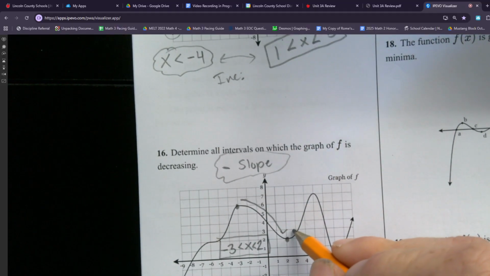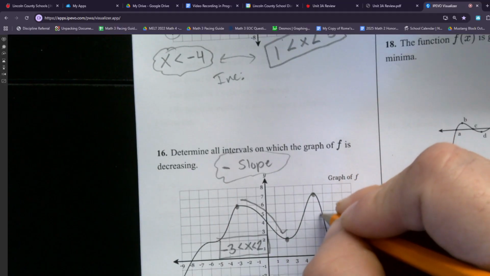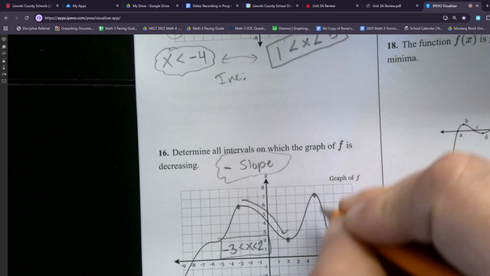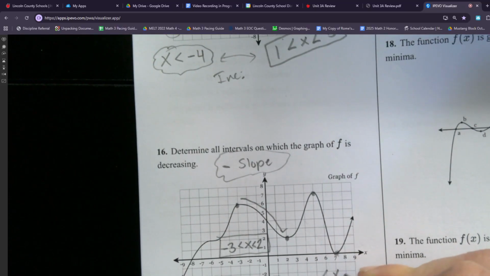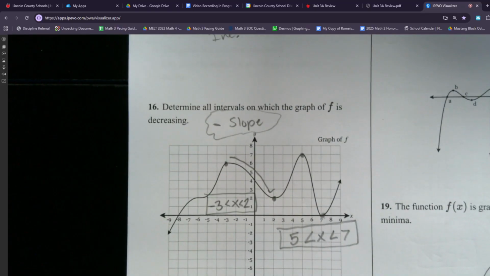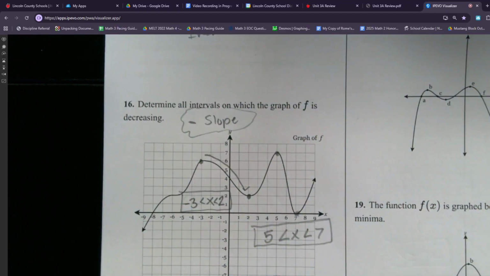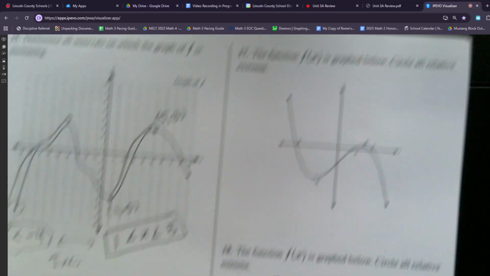All right, and then it starts to increase here until it gets here once again. And then it decreases for just a couple x values here, which is from an x value of 5 to an x value of 7. So that's between two numbers. It started at 5 and it stopped at 7. So there's your interval there. All right, so it's decreasing. You've got two intervals, this interval and this interval. So you've got two compounds because it's between two numbers.